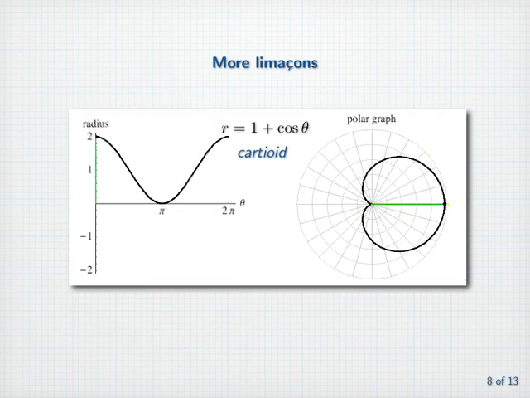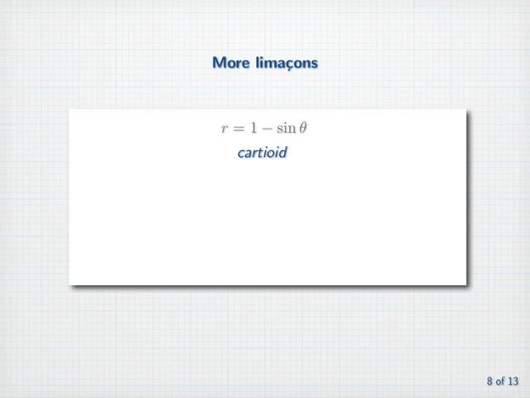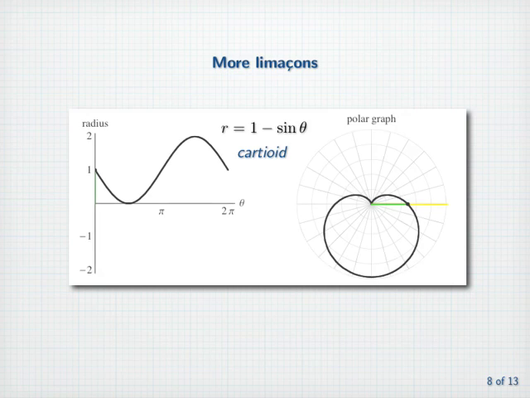The graph of 1 minus sine theta is also a cardioid. In fact, it's a rotation of the first one through pi over 2 radians, since cosine of theta minus pi over 2 equals sine theta. Now let's watch as the polar curve is traced out.